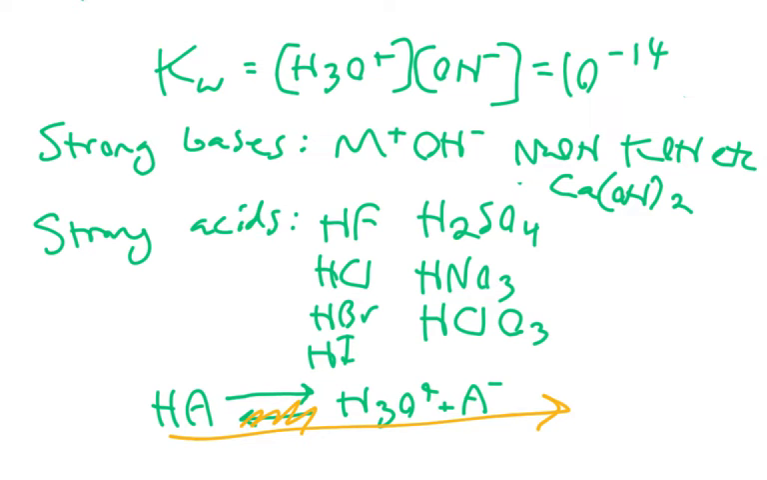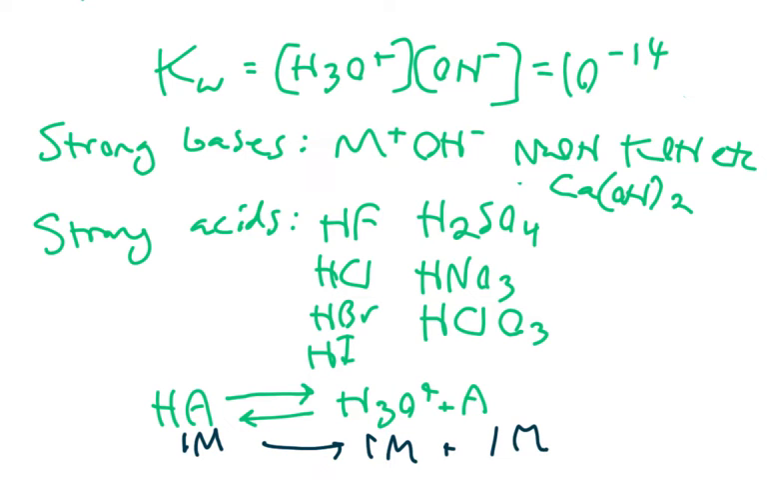That means that if I have, let's say I have nitric acid, which is this guy here. If I have 1 molar nitric acid, so now the A is NO3, then I know that I'm just going to react this whole thing. And I'm going to get 1 molar of H3O plus and 1 molar of nitrate, which is the conjugate base.